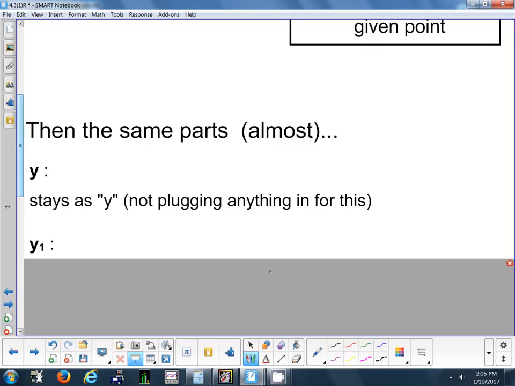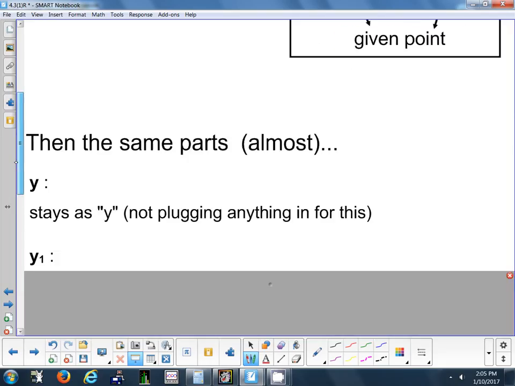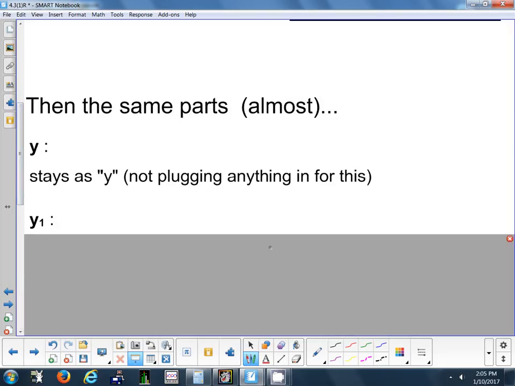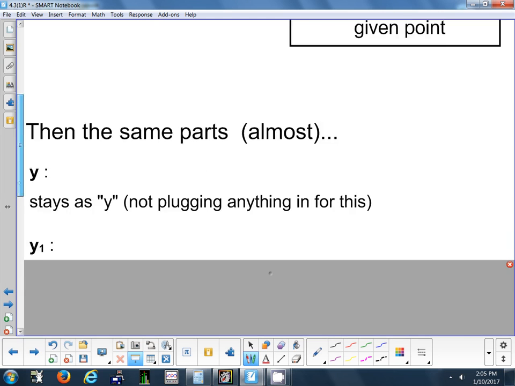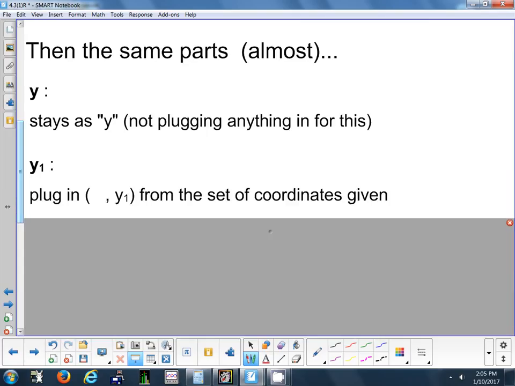Now, does y1 stay as y1? No, it's one of, if I scroll back up, it's one of the things I circled. Everything I circled is going to change. Where do you get the number to plug in for y1? From the coordinate, from the given point. Okay, so look at the given point. The number that comes after the comma, that's the y1. That's exactly the same as yesterday. No difference right here from yesterday.